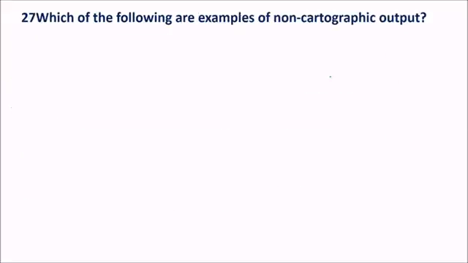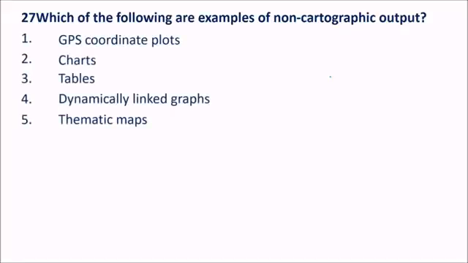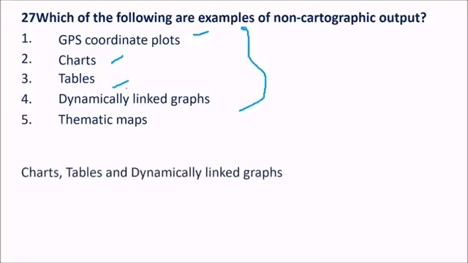Next question is, which of the following are examples of non-cartographic output? So, what are the non-cartographic? Is it chart, table, and GPS coordinate plots, etc.? Now you have to give me the answer. The answer is charts, tables, and dynamically linked graphs. GPS coordinate plots and thematic maps are, of course, cartographic. Charts, tables, and dynamically linked graphs are non-cartographic output.